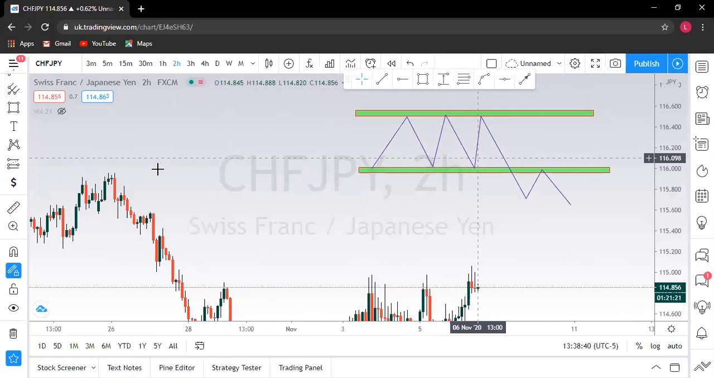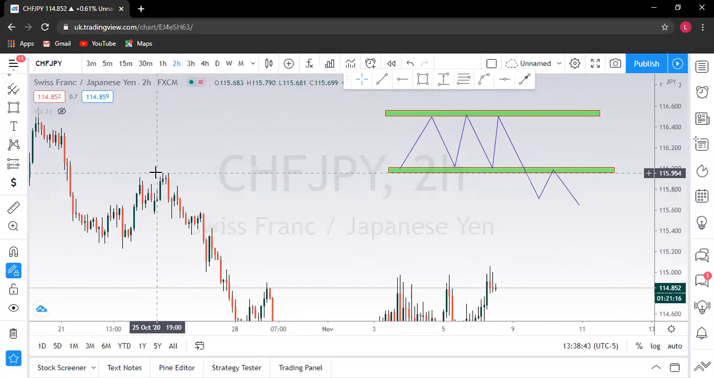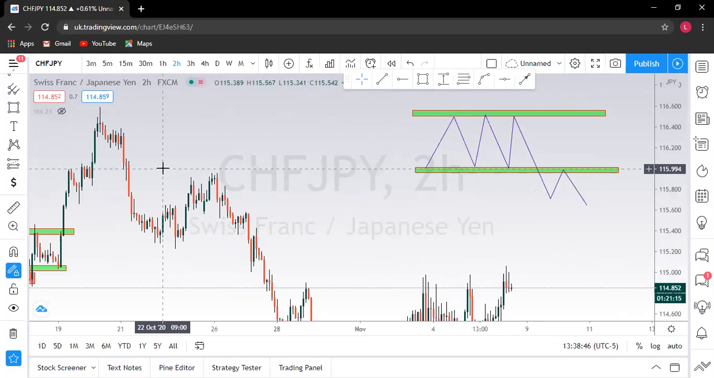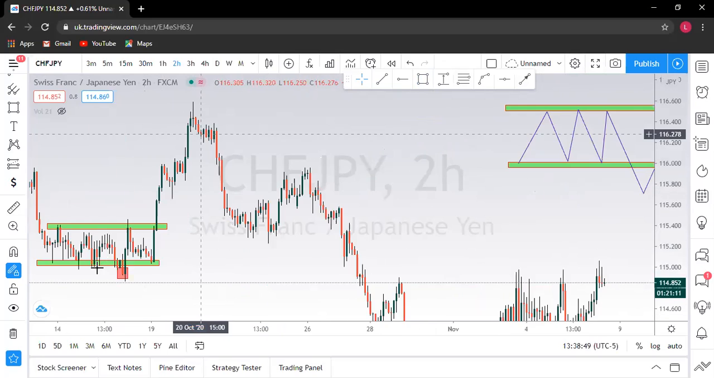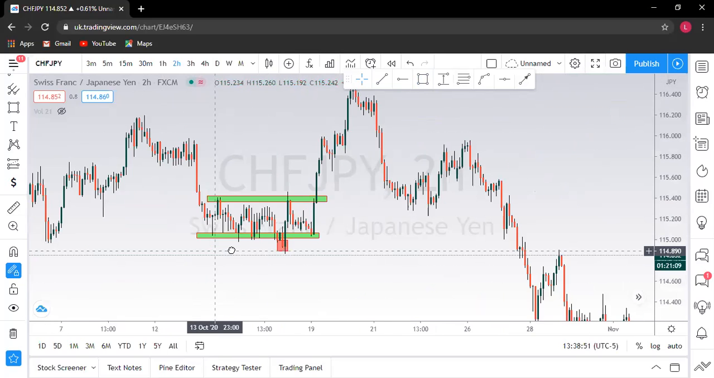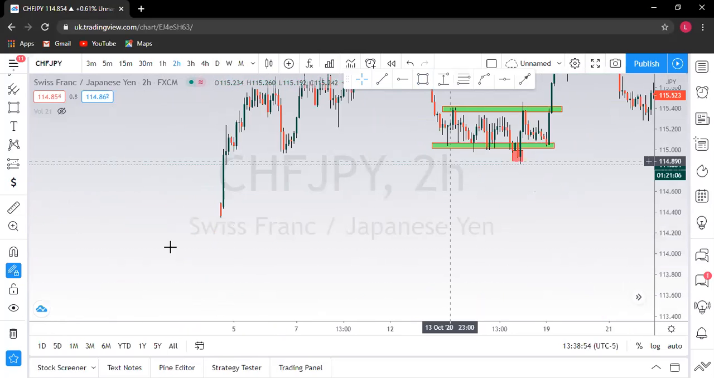And it is not in all cases that whenever market breaks your resistance or support that you are going to see a retest. Okay, you understand? So let me show you some examples of break and retest before we actually move to the next stage.